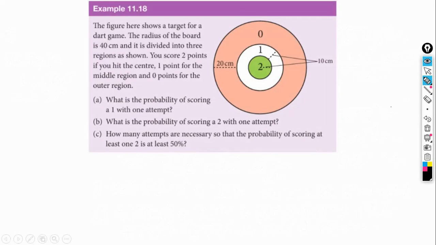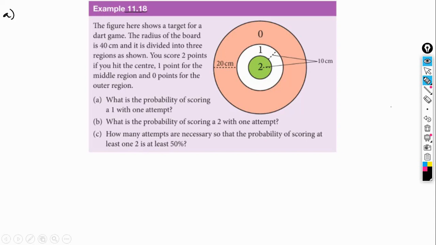So finally, we're going to do example 11.18, which is the last one on this video. And it says, the figure here shows a target for a dart game. The radius of the board is 40 centimeters, and it is divided into 3 regions as shown. You score 2 points if you hit the center, 1 point for the middle region, and 0 points for the outer region. Part A, what is the probability of scoring a 1 with 1 attempt?